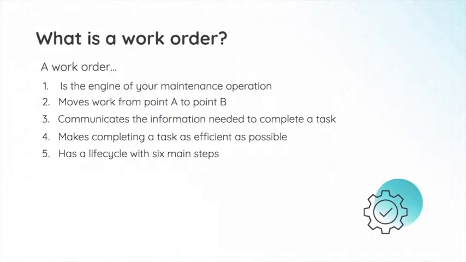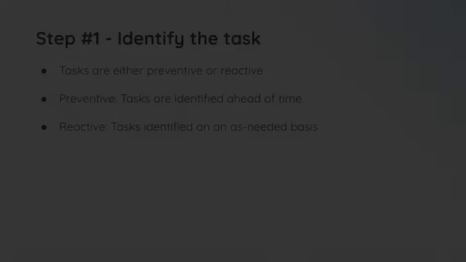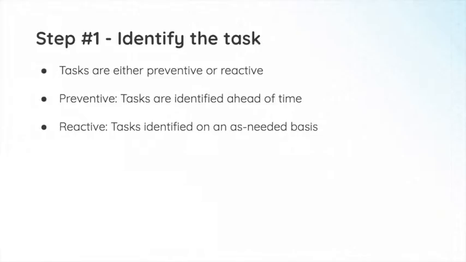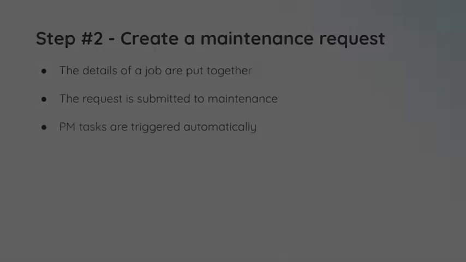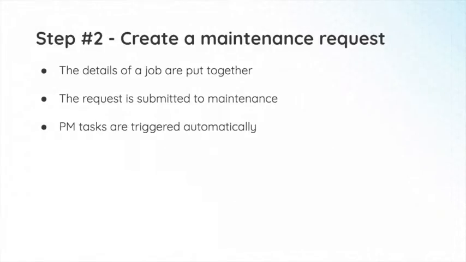All maintenance work orders have a life cycle with 6 main steps. The first step is to identify what has to be done. If it's a planned maintenance task, you can do the step ahead of time. If reactive, this is done on an as-needed basis. Step 2 is to create a maintenance request. This is when the details of a job are put together and submitted to maintenance for further action. This can be generated automatically through a preventative maintenance strategy.